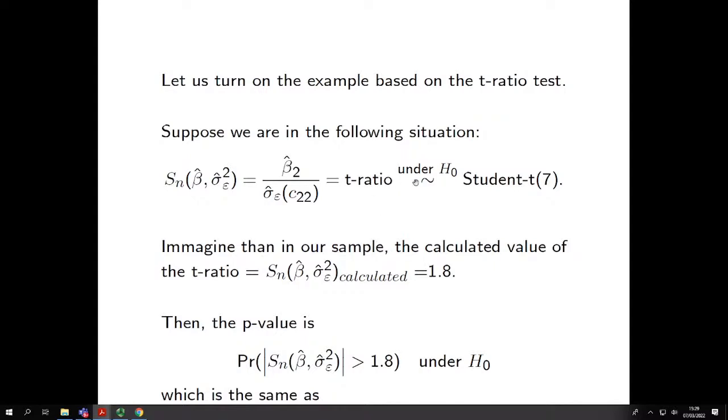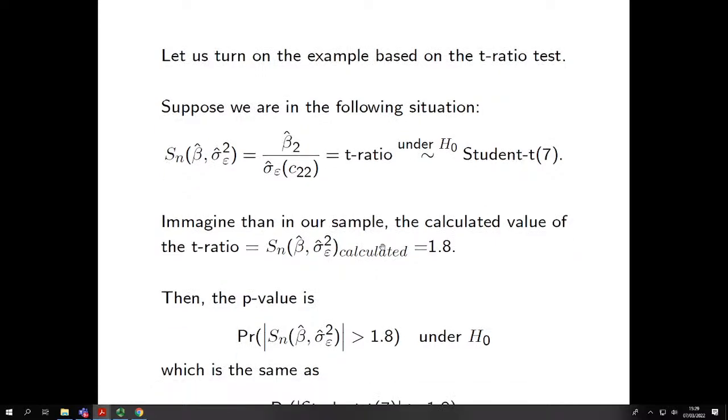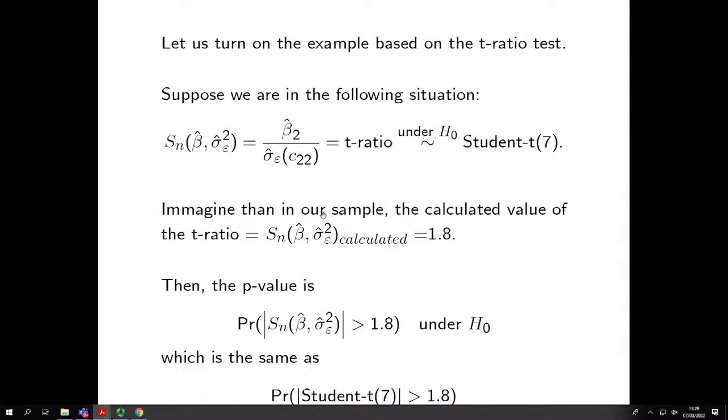But imagine for the moment that I know that under the null that beta 2 in the population is equal to 0, I know that this t ratio is distributed as a student t with 7 degrees of freedom. It's just an example. I'm inventing, okay? Now, imagine just that on our sample, the t ratio is equal to 1.8, okay?